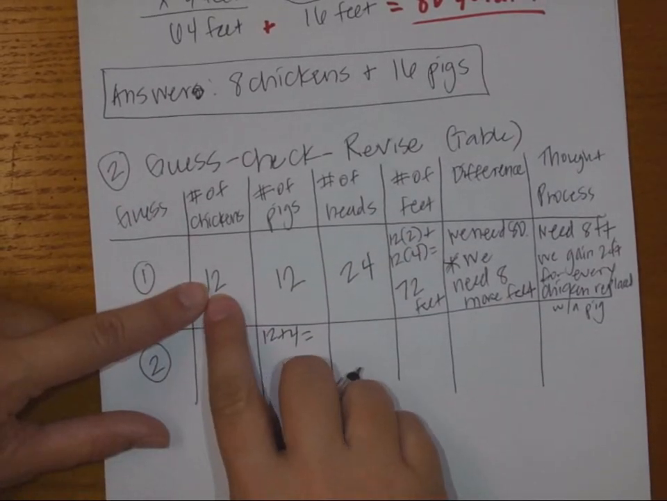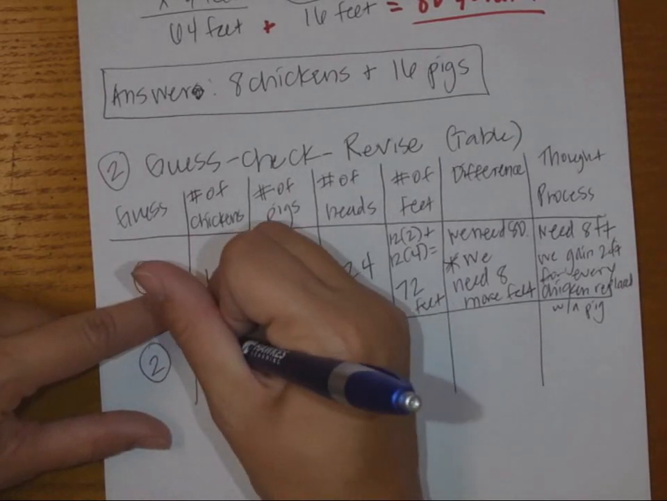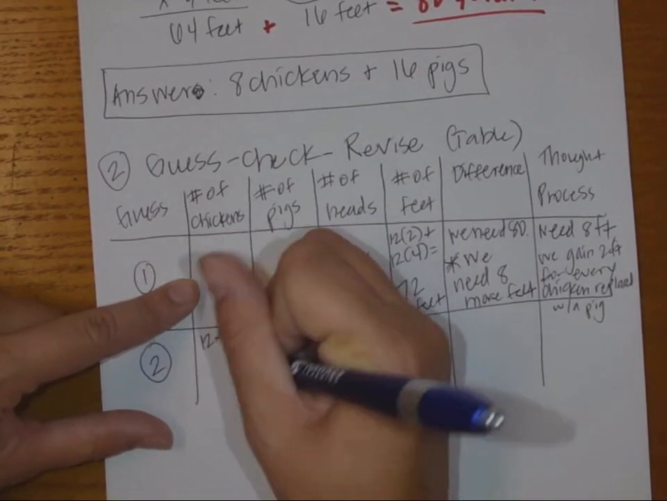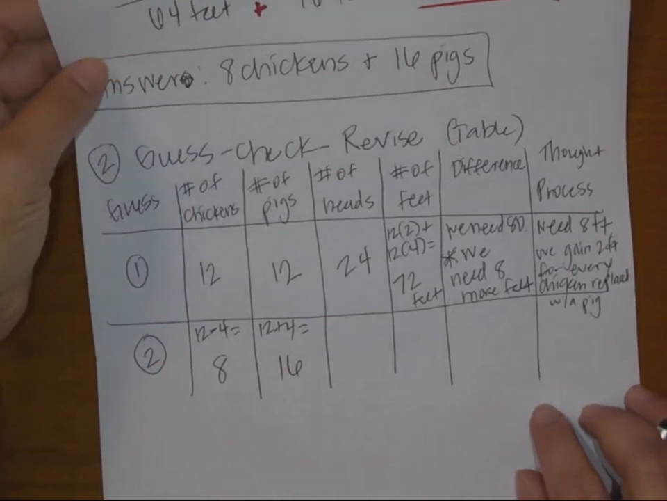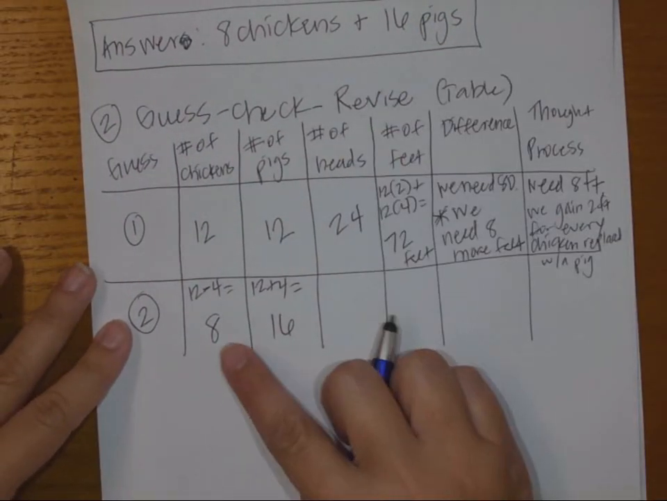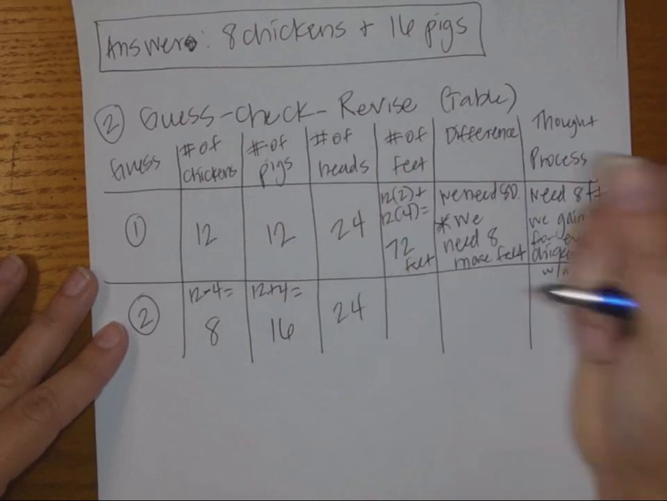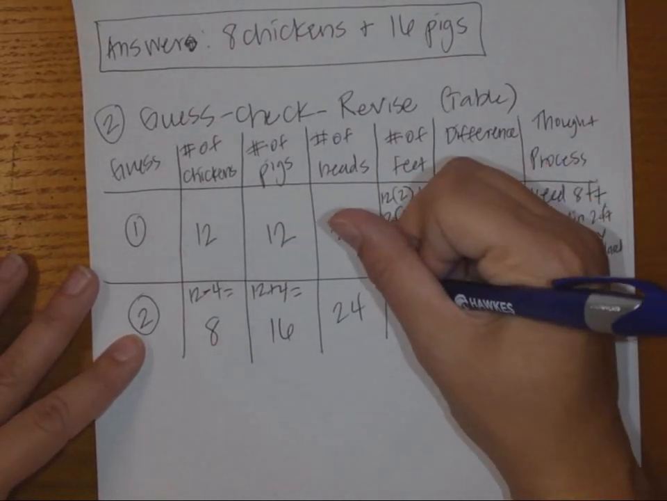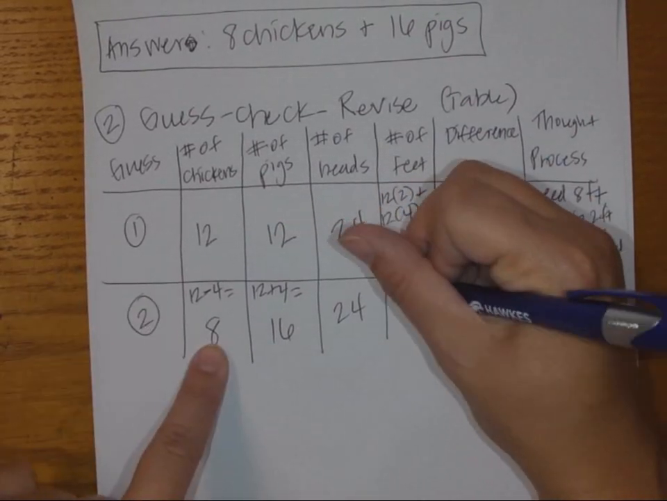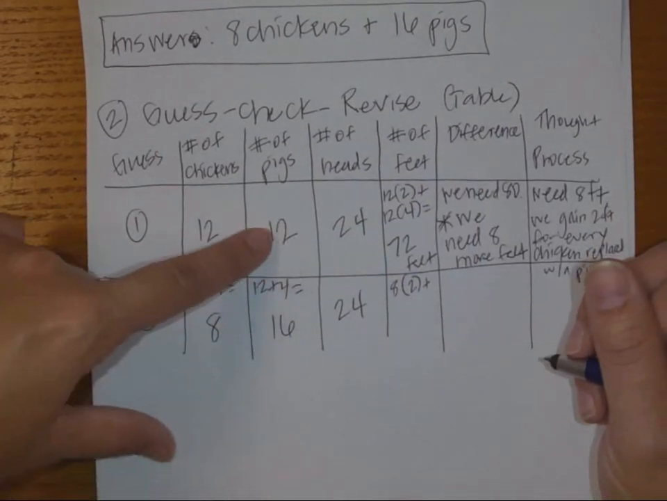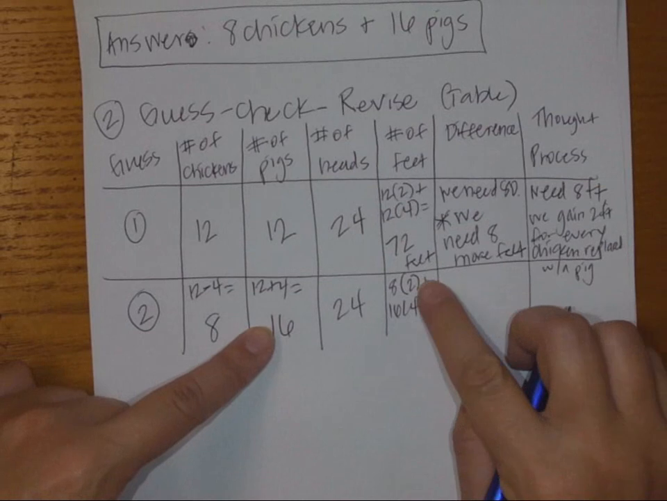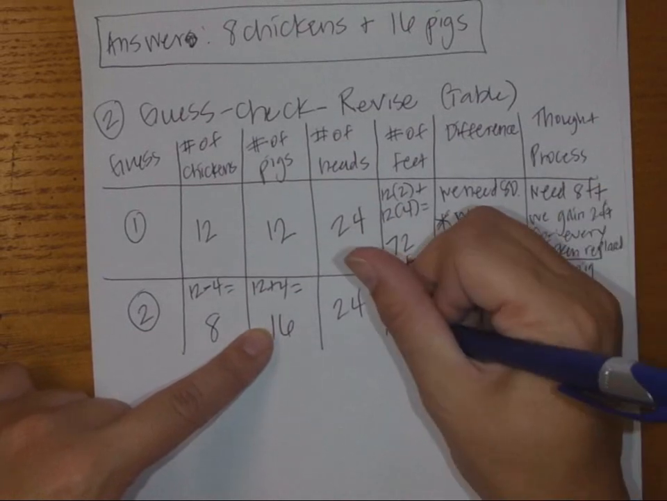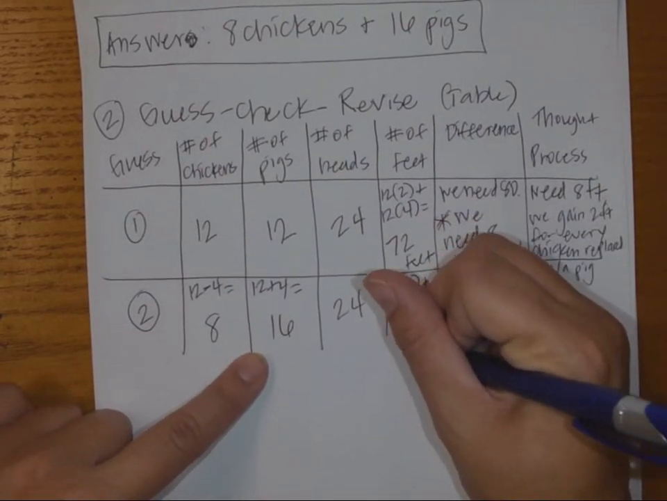I took out 4 chickens to put in 4 more pigs, so I need to do 12 minus 4 here to get 8 chickens. And this should be our answer, so we're going to go ahead and check it. The number of heads, 8 plus 16, gives me 24 heads. 8 chickens times 2 feet plus 16 pigs times 4 feet is 16 plus 64, which is 80 total feet.